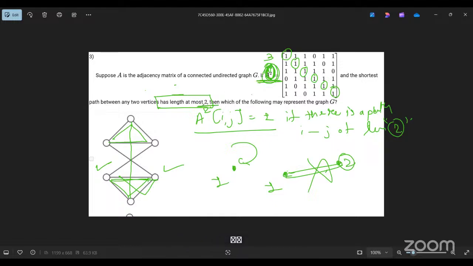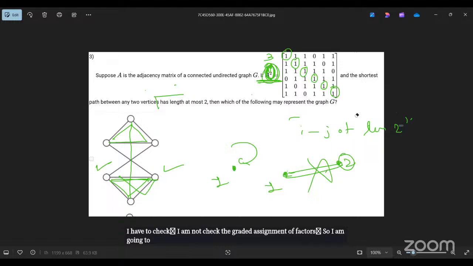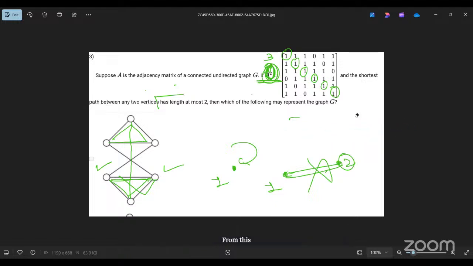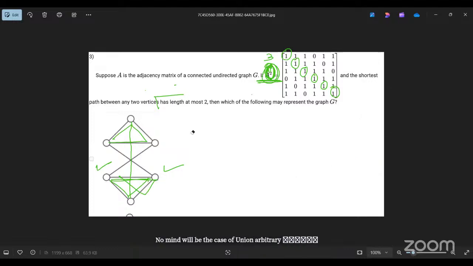Because A square doesn't make sense anymore. I have to check. I haven't checked the graded assignment or practice assignment questions, but I'll check. And from this question, it might be the case of undirected edges. Sorry, what? Might this be the case of undirected graphs? It's a case of which graph? Undirected graph, no? So yeah, it's a case of undirected graph, no?